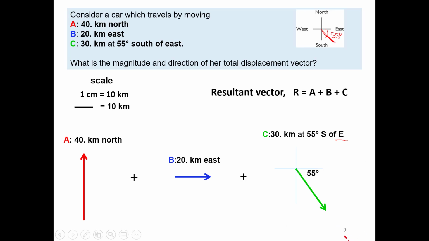After that, you know in what direction, then you will use the ruler to measure 1, 2, 3. 30 kilometers corresponds to 3 centimeters. In what direction? In this direction we want to measure. And now we know how we can draw vectors using a ruler and the protractor.